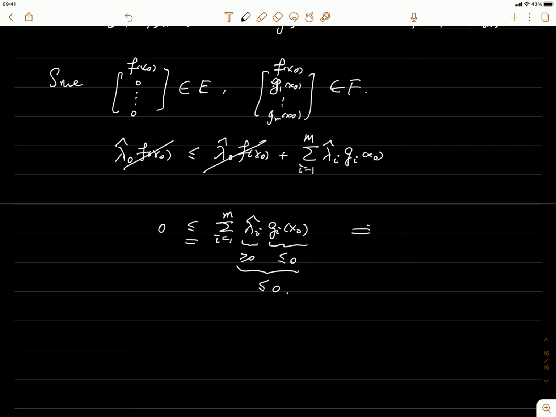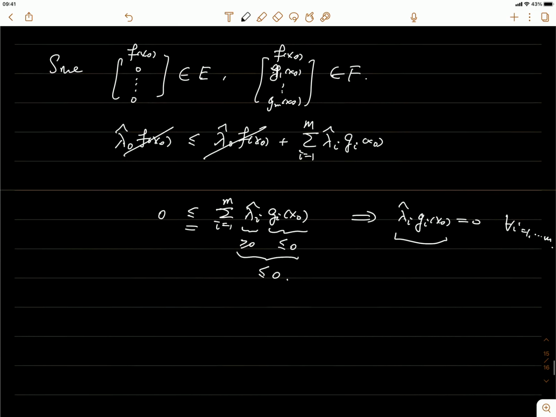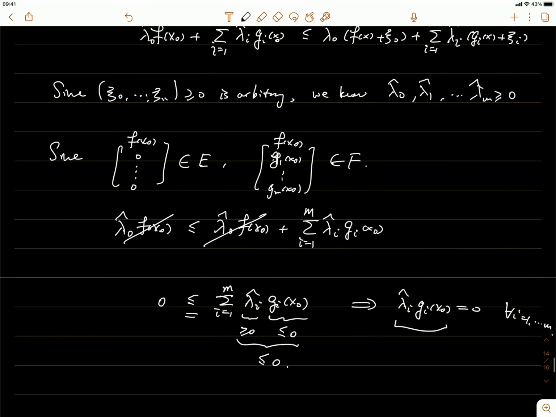Okay, so this means that lambda i hat g_i of x0 hat must be equal to 0 for all the i's from 1 to m. So that is a very important feature of this x0. Or in other words, if g_i of x0 is less than 0, then lambda i hat must be equal to 0. So that is a property about these lambda i's.